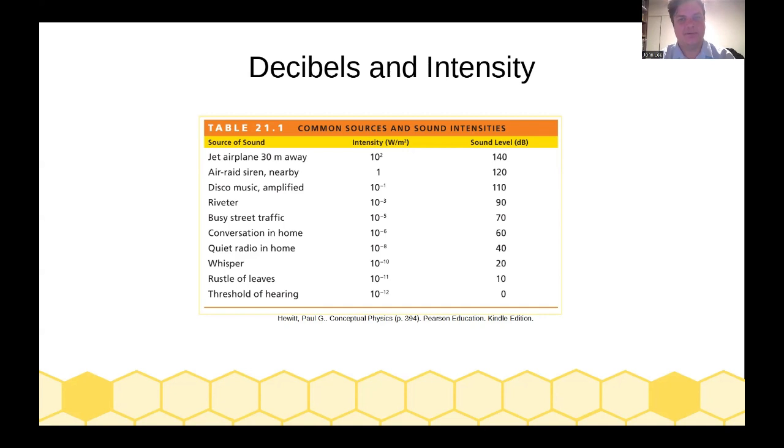So we perceive about the same distance between 110 and 120 decibels as we do between about 10 and 20 decibels, even though 120 decibels has an intensity of 1 watt per meter squared, and 20 decibels only has an intensity of 10 to the negative 10 watts per meter squared, or about 10 billion times less intensity than the 120 decibel sound, the air raid siren versus the whisper.